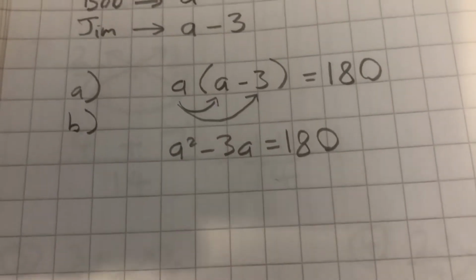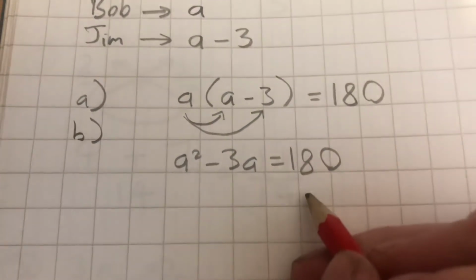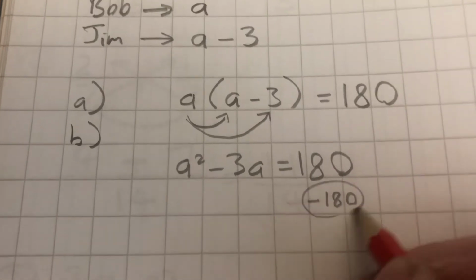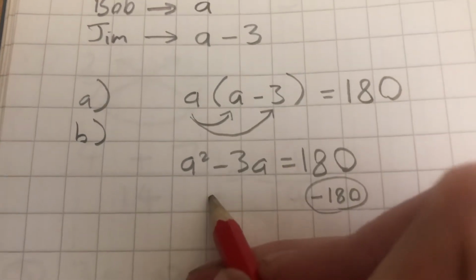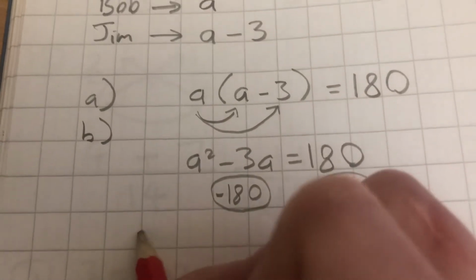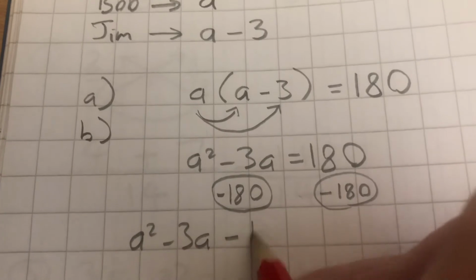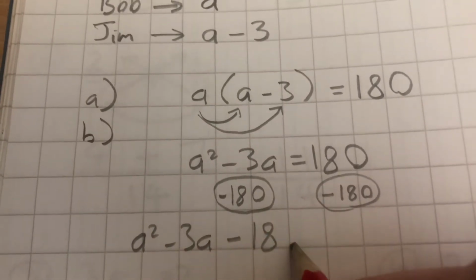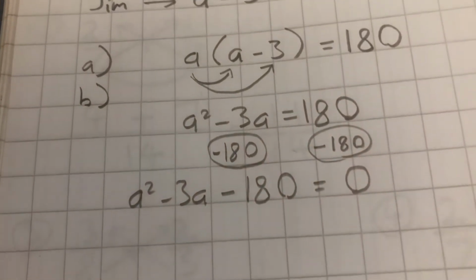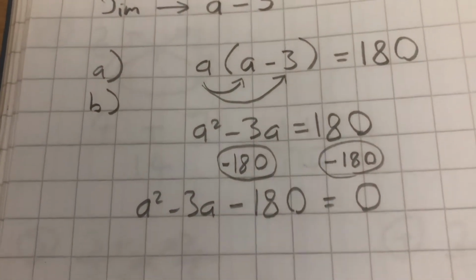We're going to take everything to the left hand side, making the right hand side equal to 0. So if I want to make the right hand side equal to 0, I have to subtract 180. And remember, balancing an equation, if I subtract 180 from the right, I have to do so from the left as well. So I end up with A squared minus 3A minus 180 is equal to 0. So now what I need to do is I need to factorize.